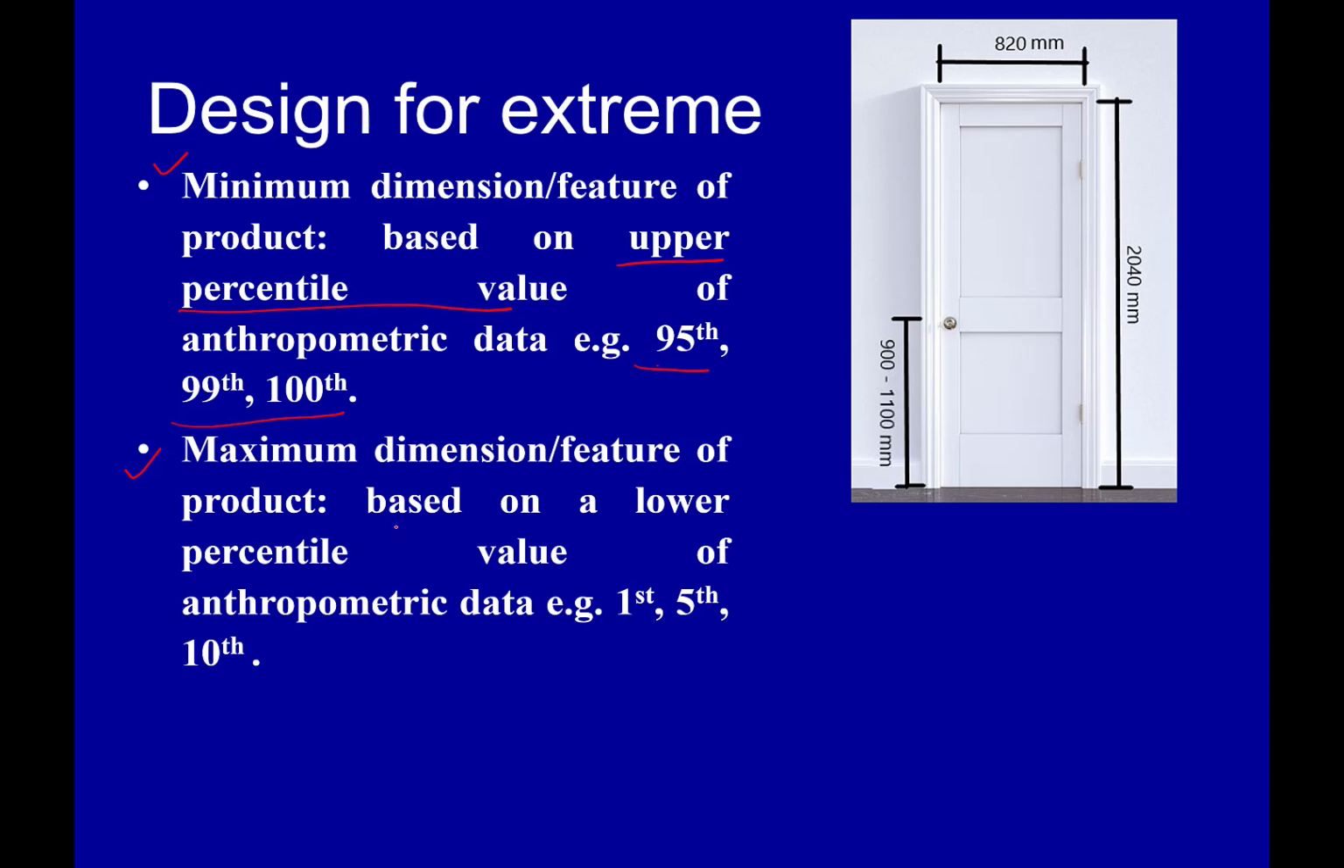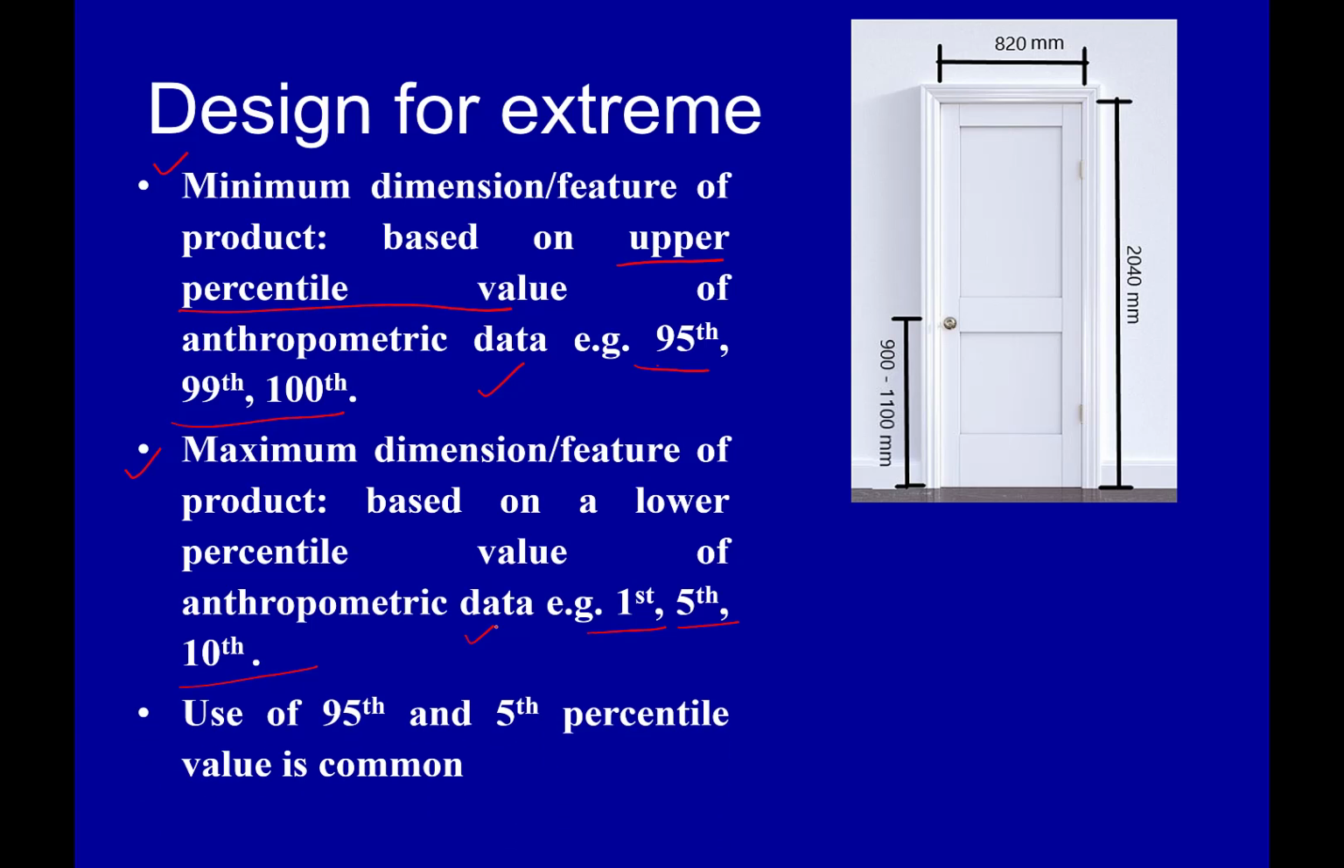Here, based on the lower percentile value of anthropometric data, the first, fifth or tenth percentile data is considered for the maximum dimension. So for minimum we consider the upper percentile value, and for maximum dimension we consider the lower percentile value of the anthropometric data. It is very common to use the 95th and the 5th percentile value of the anthropometric data for design purposes. So this is another example.